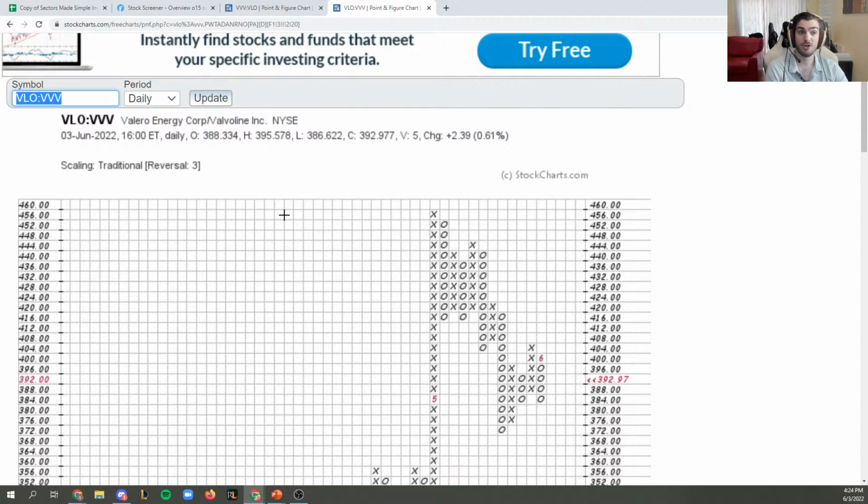So in this case, short-term is not decided. Both charts are in columns of O's. Long-term is decided. The long-term says that Valero is stronger than Valvoline. So if it came down to a decision, this is another piece of information that you could use. Again, this is not the holy Bible of strategies. This is another piece of information that should be used in addition to other methods. Chart breakouts, moving average breakouts, whatever your strategy is.